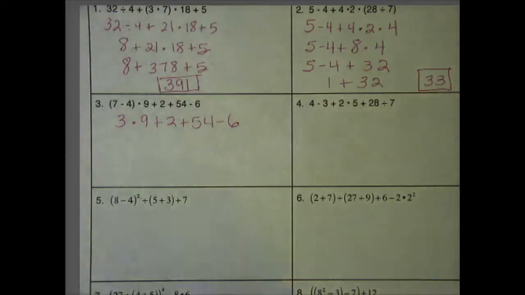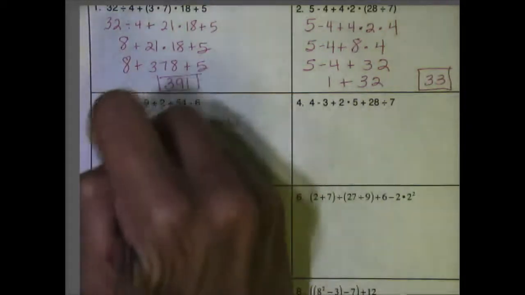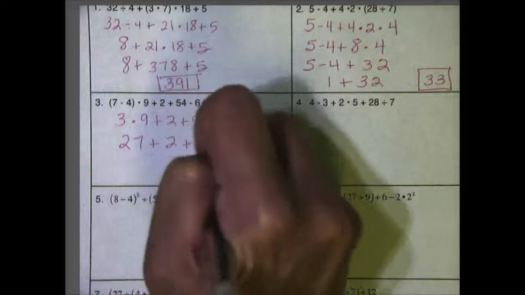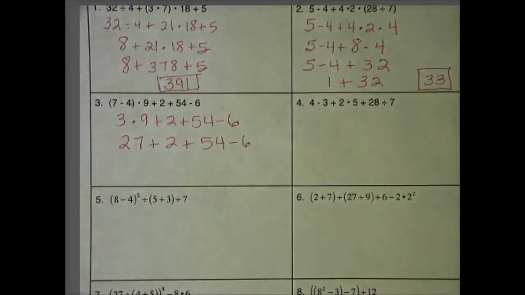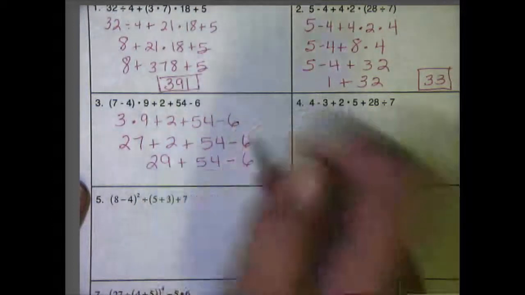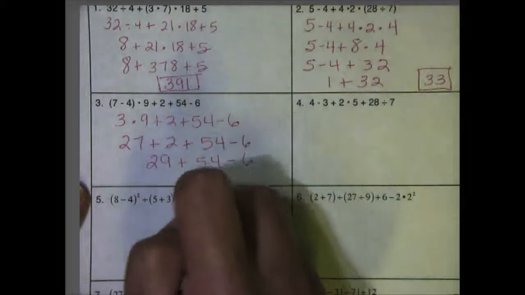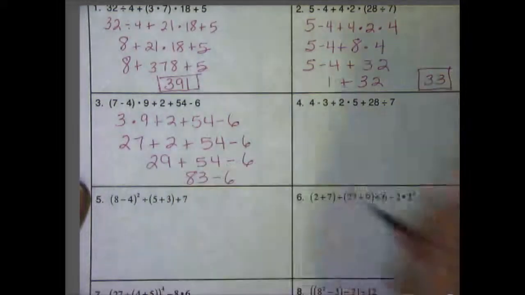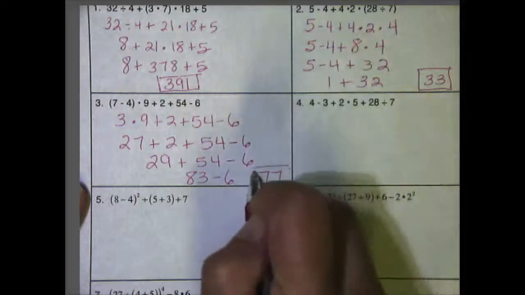So now that we've done our grouping symbols, we'll look for multiplication or division. So I have 3 times 9, 27, plus 2, plus 54, minus 6. Now that we've finished our multiplication and there is no division, we look for addition and subtraction from left to right. 27 plus 2 is 29, plus 54, minus 6. 29 plus 54 is 83, minus 6, 77.